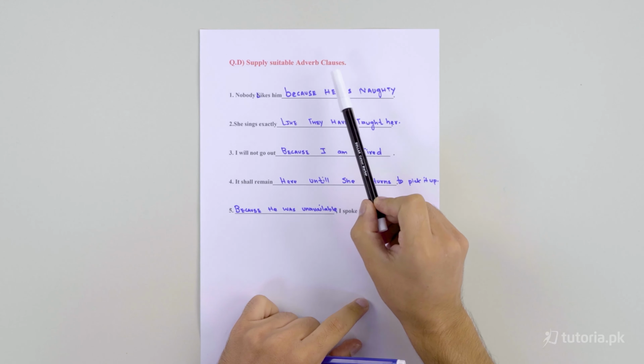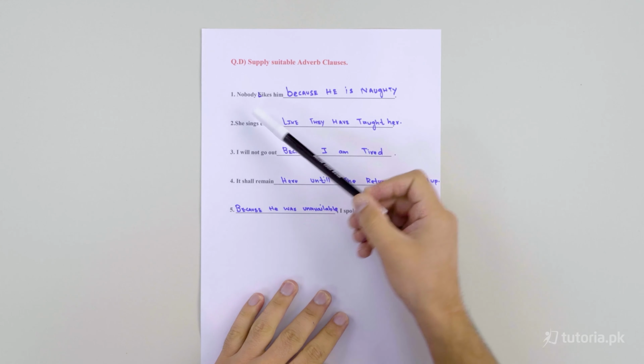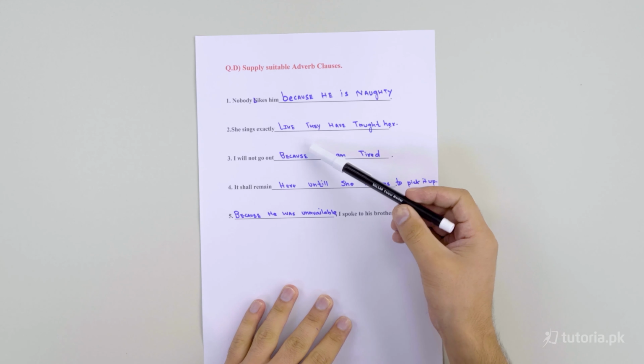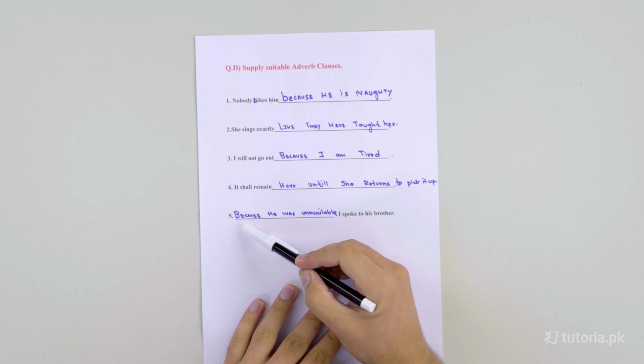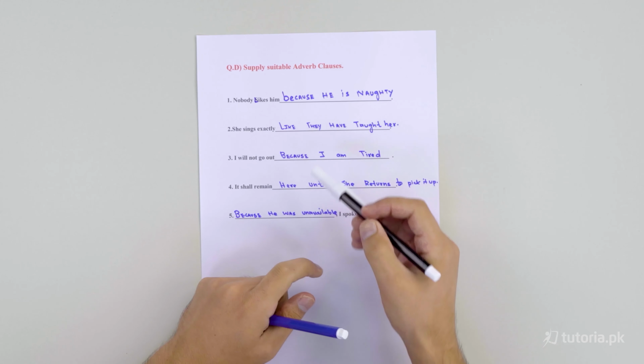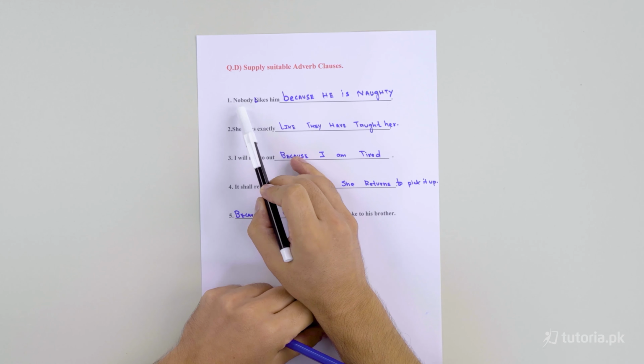Supply suitable adverb clauses. Here are some clauses given to us and we have to add adverb clauses to them. Keep in mind the definition of an adverb clause: an adverb clause is a group of words which works as an adverb. So let's move to the first statement.